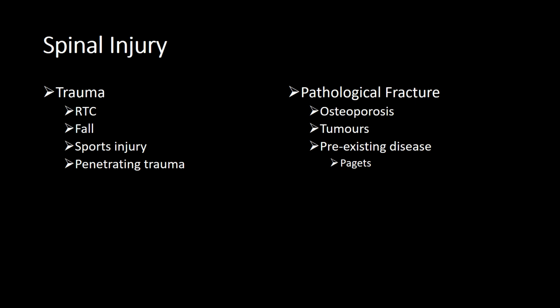Unsurprisingly, the major reason for spinal trauma is RTC, also falls from a height, sporting injury, and then of course penetrating trauma. Now in the thoracolumbar region you tend to get an awful lot of pathological fractures, usually from osteoporosis, that would be the real main thing. And then also tumours, so mets tend to favour the axial skeleton, particularly the vertebral column. And then you've got pre-existing disease such as Paget's, so you can get pathological fracture through those.